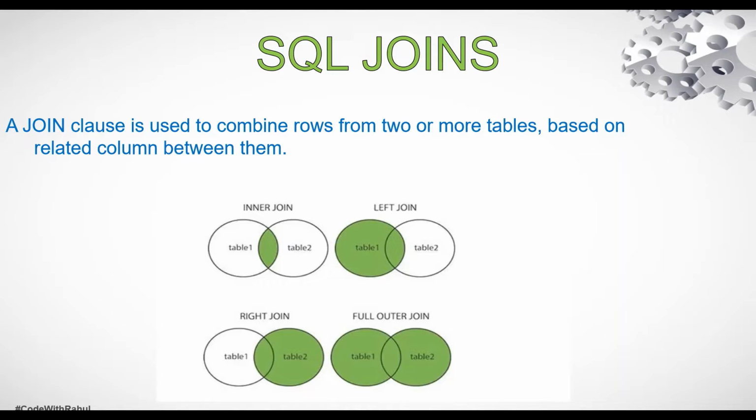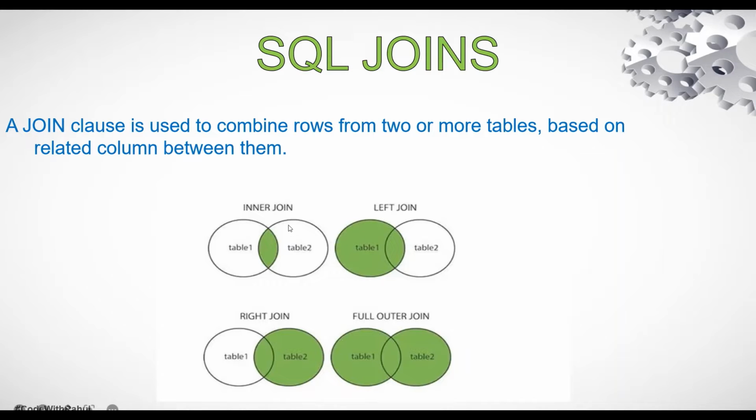In the real world, we have to join tables because data is scattered. Some information is present in one table, other information is present in another table, so we have to join all the tables on a day-to-day basis. That's why joins are very important.